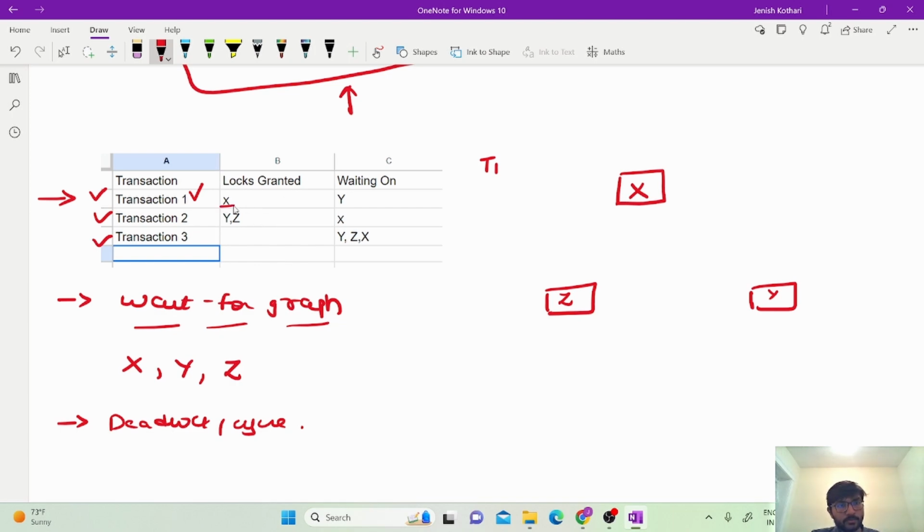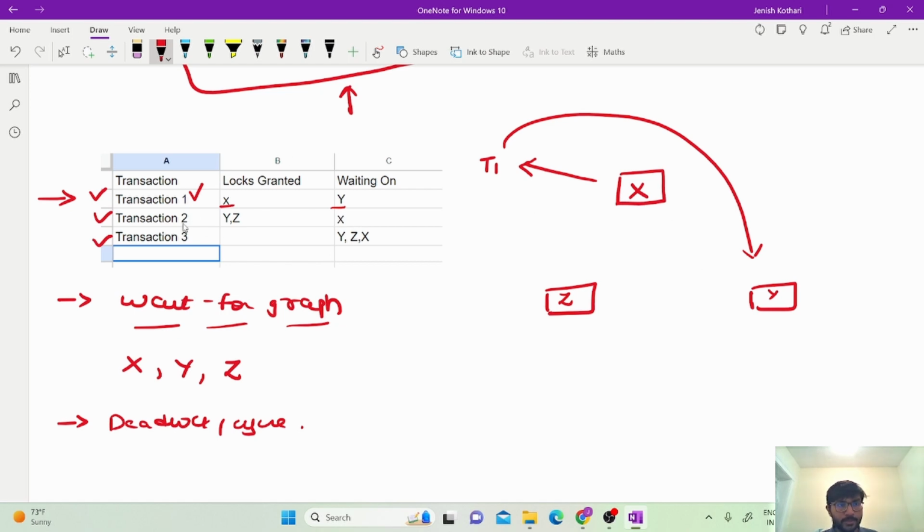Transaction T1 has a lock on resource X and it requires resource Y. So that is what is being asked. If I go from the resources perspective, resource X is with T1, so I'll make an edge like this. Resource X is assigned to T1 and T1 is waiting on Y. That means T1 requires a lock on Y.